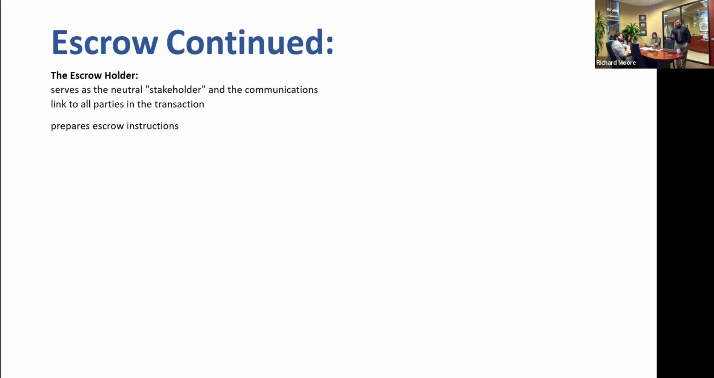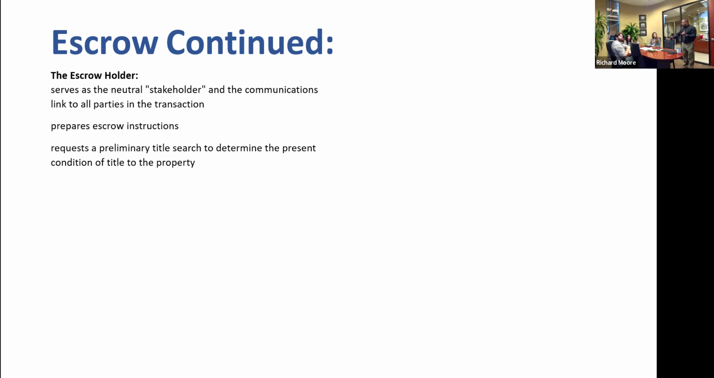Okay, so the escrow holder, this is what escrow does. They serve as a neutral stakeholder and the communications link between all parties in the transaction. So they're a neutral third party that holds the money. They confirm all the negotiations and whatever was agreed upon between the two parties until the transaction closes. They prepare escrow instructions, which summarize what was agreed to on the terms. They request a preliminary title search to determine the present condition of the title of the property.